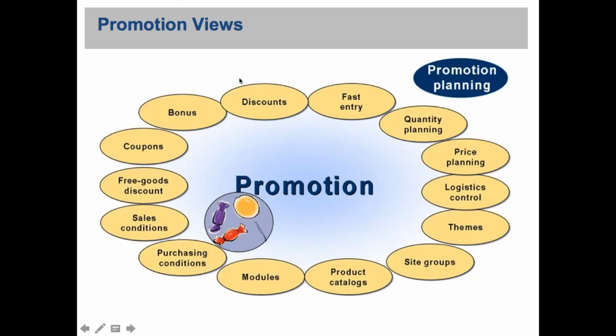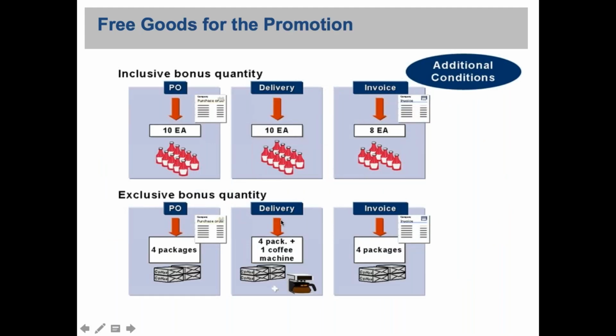So promotion views, these are the different screens in the retail transaction code. When I say inclusive and exclusive, this is what I was talking about. Where you order a quantity, raise a PO for 10 quantities, you are delivered 10 quantities from the vendor, but you are invoiced only for 8 pieces. So the vendor offers you 10 quantities, 2 quantities free of what you order, and you are billed only for 8. Whereas exclusive, you order 4 packages, and you are delivered 4 packages and 1 coffee machine, but you are invoiced only for the 4 you ordered. The vending coffee machine comes absolutely free.